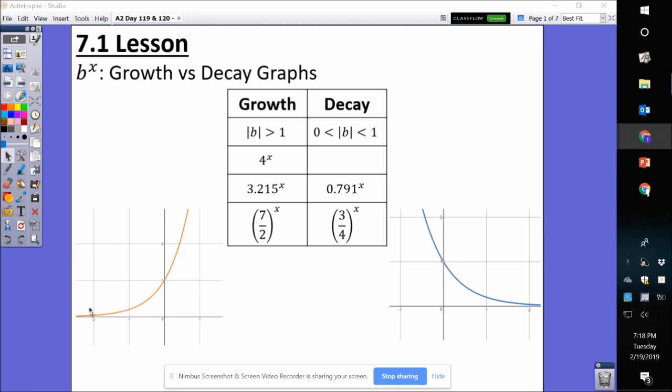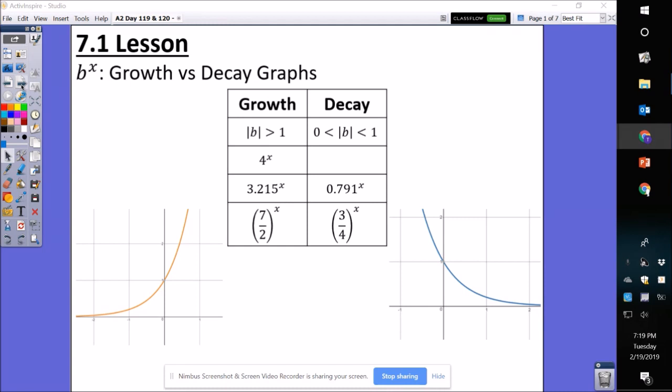So again, to review, for the growth graph, the orange one, if you start from the left and go to the right, it will increase. For the decay graph, the blue one, if you start from the left and go towards the right, it will be decreasing, as you can see from the graph.